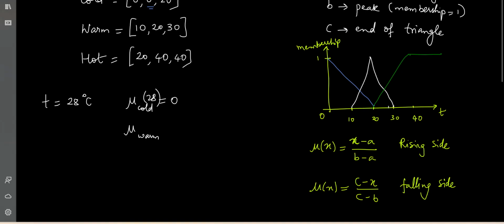Here for t equal to 28 and in the warm membership, it is on the falling side of this line, right? So therefore, the value to be calculated is, I just changed the color for clarity. It is equal to, falling side, c minus x. C is what? If you see in the warm side, A, B, C, C is 30, minus x is 28, or t is 28 in this case. I'll just replace this also by x so that we don't have confusion. Divided by b minus a. This is b, this is a. B is 20 and a is 10.